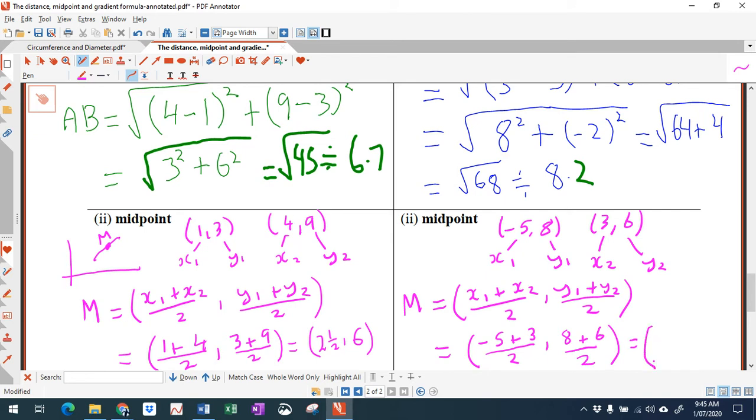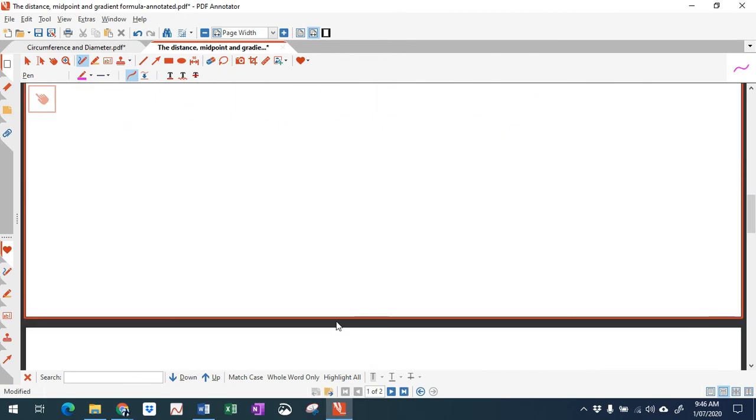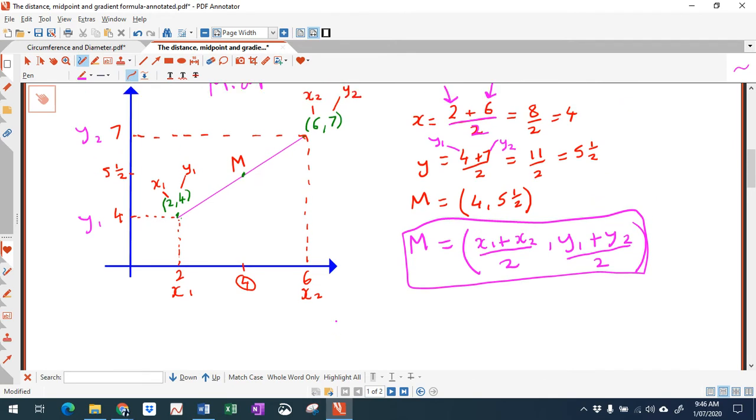Okay, so that is equal to, now minus 5 plus 3 is minus 2, and divided by 2 is minus 1. 8 plus 6 is 14, divided by 2 is 7. You can put all that into your calculator. Okay, so that's the midpoint formula. Now, we're going to do one more formula, which is the slope formula. We're going to use the same diagram though, so I'm just going to change colors here.